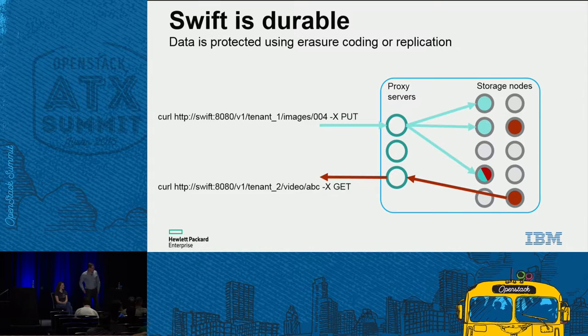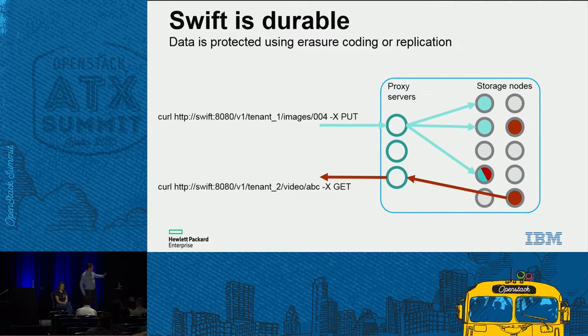Swift is also a highly durable storage service. So, in fact, when that object is put into the Swift cluster and arrives at the proxy server, it actually spreads the content across multiple back-end storage nodes. And it does this with a configurable redundancy factor. So this is achieved either by using erasure coding or just straightforward replication of the object content.